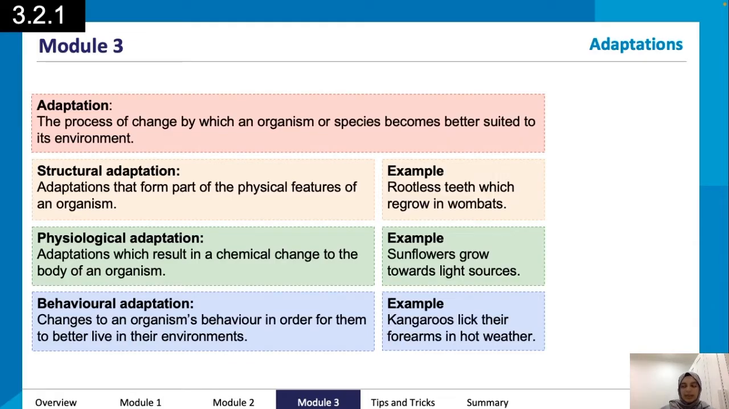Next up, we have behavioral adaptation, so changes to an organism's behavior in order for them to live in their environments better. So, kangaroos, for example, lick their forearms in hot weather. That's an example of behavioral adaptation. Structural, physiological, behavioral.